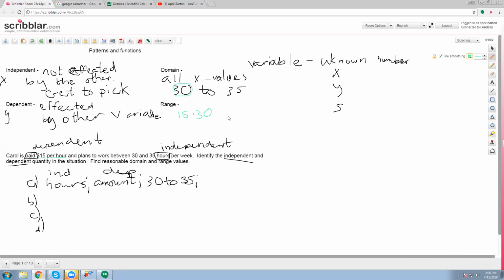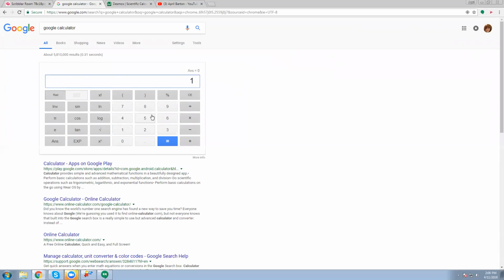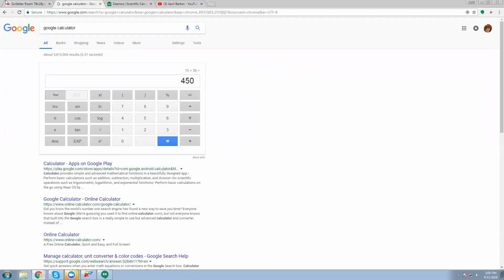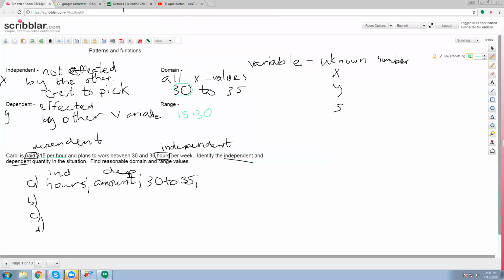So you can do this by hand if you want. You can do it in your head if you want. I like calculators. They're great, they're helpful. They make this go quicker. Google Calculator is great. I also use Desmos Scientific Calculator sometimes. You can use a phone calculator, a handheld, whichever one you like.